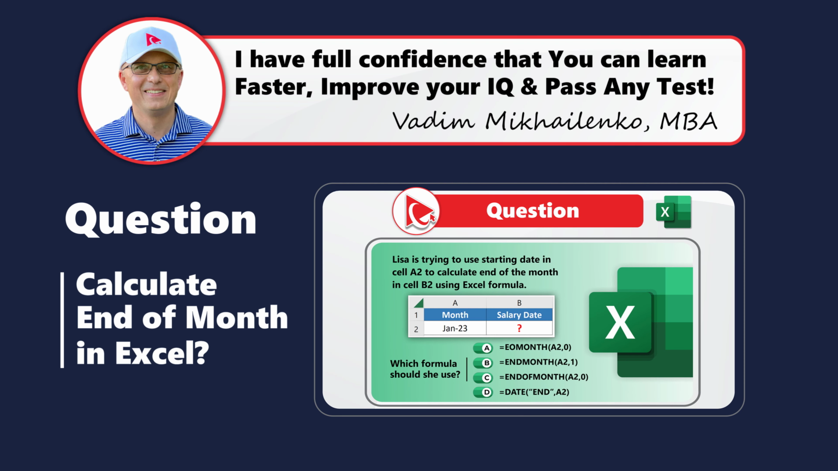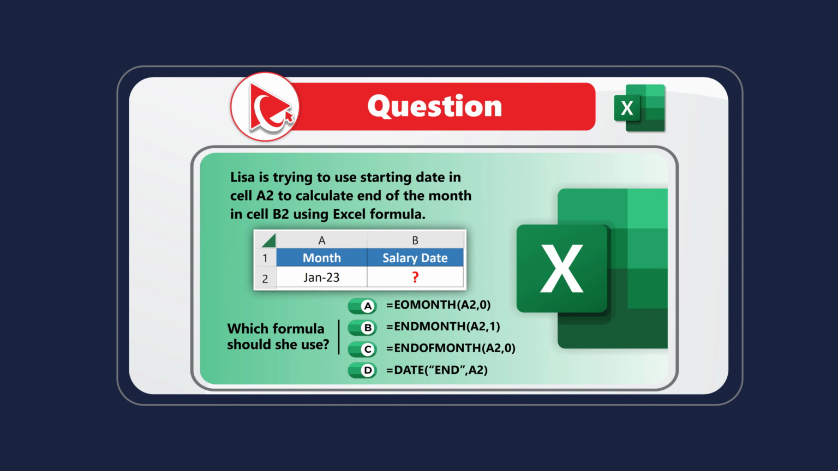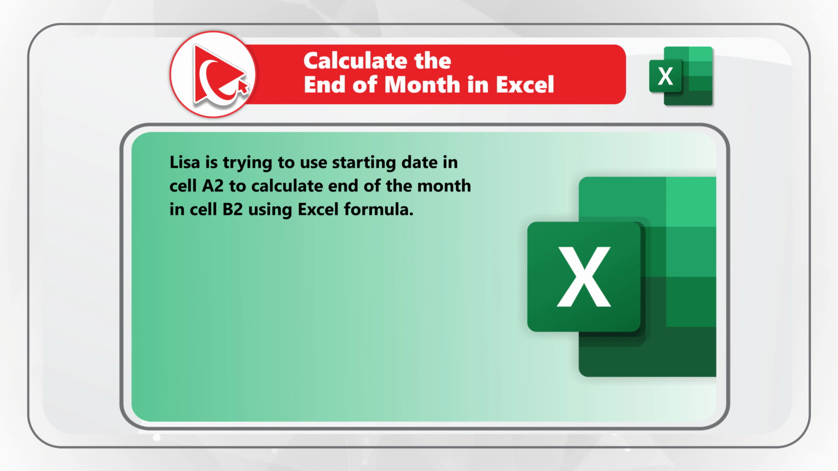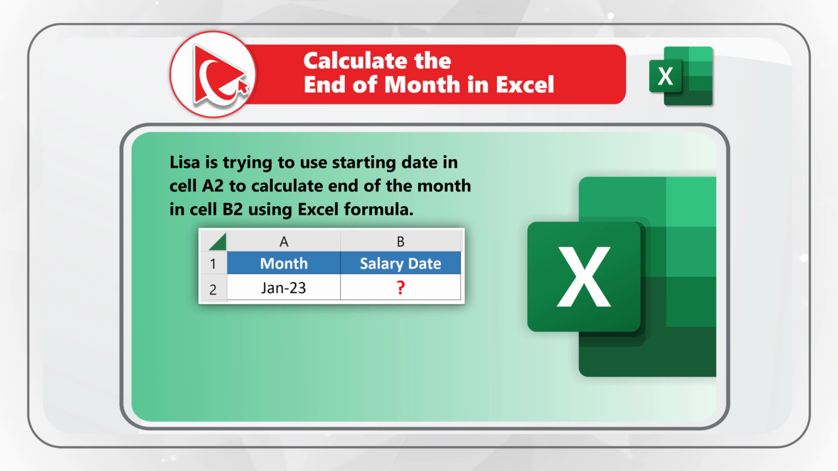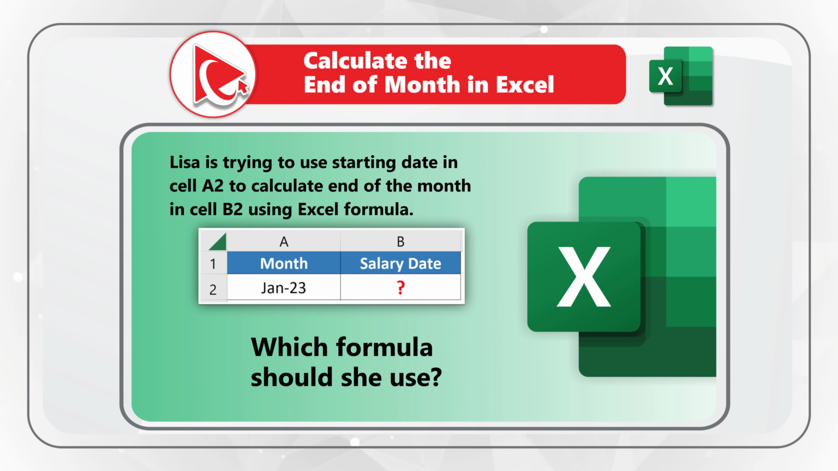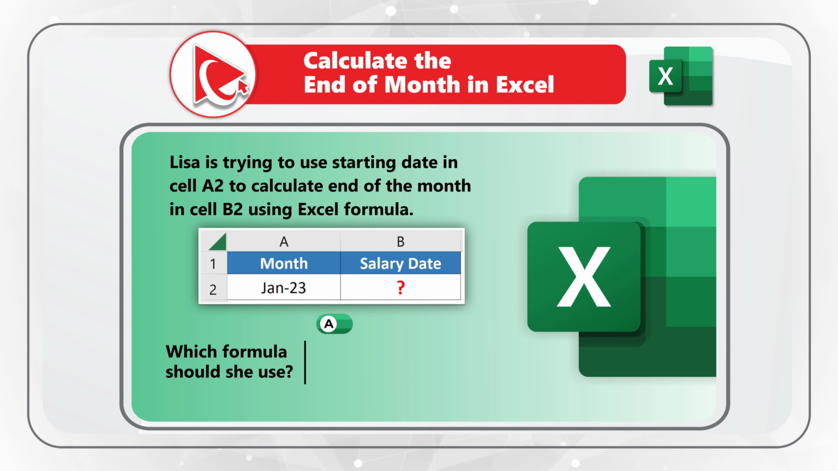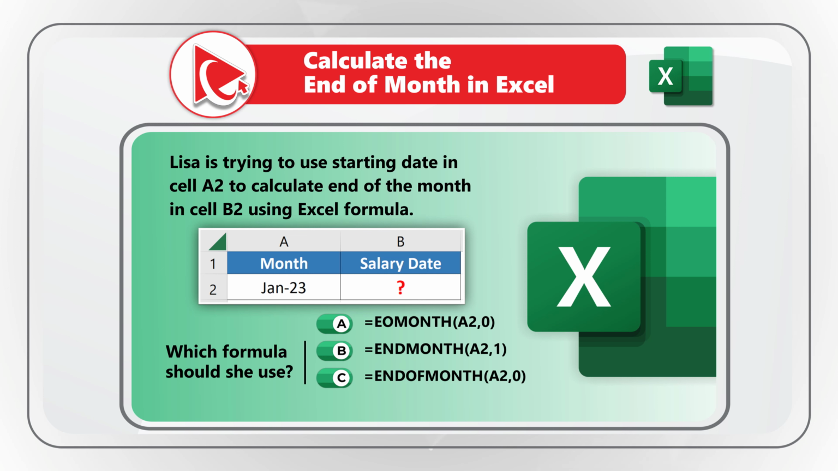Here's a wonderful question to test your knowledge of Excel formulas. Lisa is trying to use the starting date in cell A2 to calculate the end of the month in cell B2 using an Excel formula. Which formula should she use? And she is presented with 4 different choices. Choice A, EOMONTH, and then in parentheses, A2, 0. Choice B, ENDMONTH, and then in parentheses, A2, 1. Choice C, ENDOFMONTH, and then in parentheses, A2, 0. And last but not least, choice D, DATE, and then in parentheses, in quotes, comma, A2.